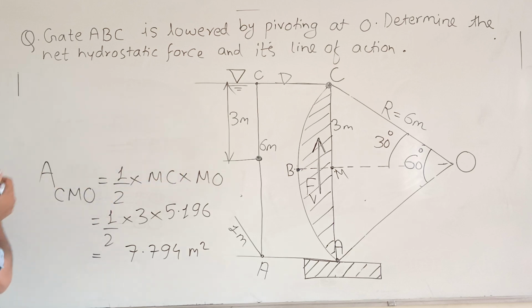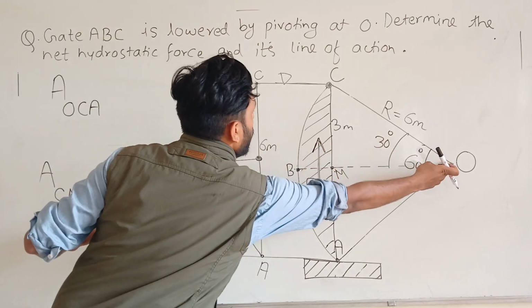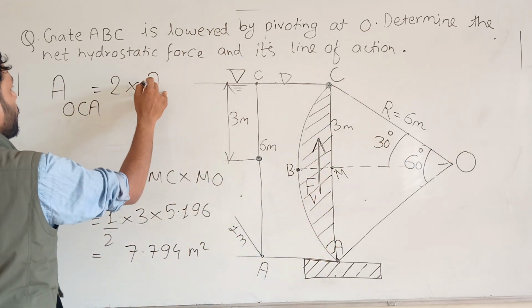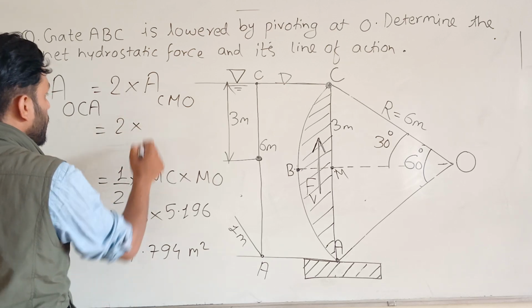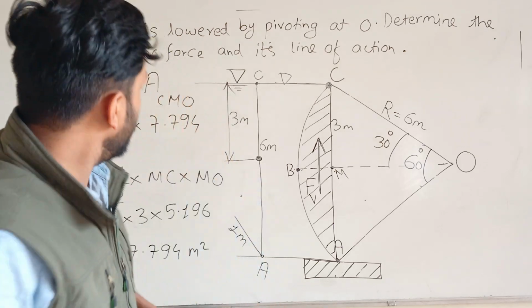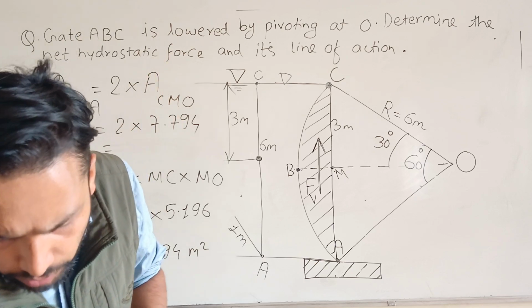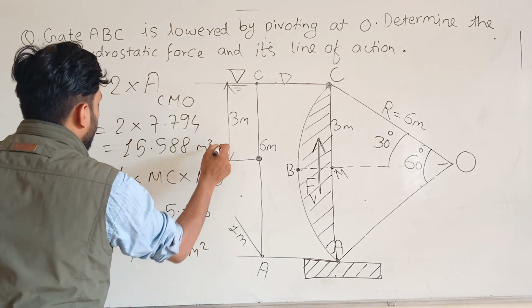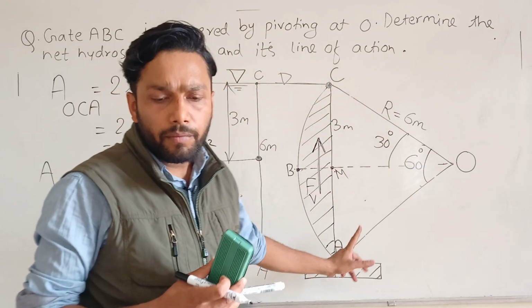So the area of triangle OCA is 2 times the area of CMO. That is 2 times 7.794. The area of OCA is 15.588 meter square. Okay, this is the area of OCA. Finally, I have got the area of triangle OCA.